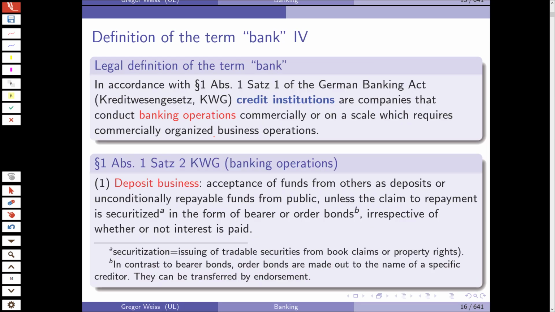Okay. Now, that's just theory. Let's talk real stuff. Let's talk legal. Legally, again, it's very simple. Just look at the German Banking Act. This is a translation. It's not called German Banking Act under German law. Under German law, it's called Kreditwesengesetz, or the Gesetz über das Kreditwesen, the KWG. That's the abbreviation we use, Kreditwesengesetz. That's what I translated into German Banking Act.